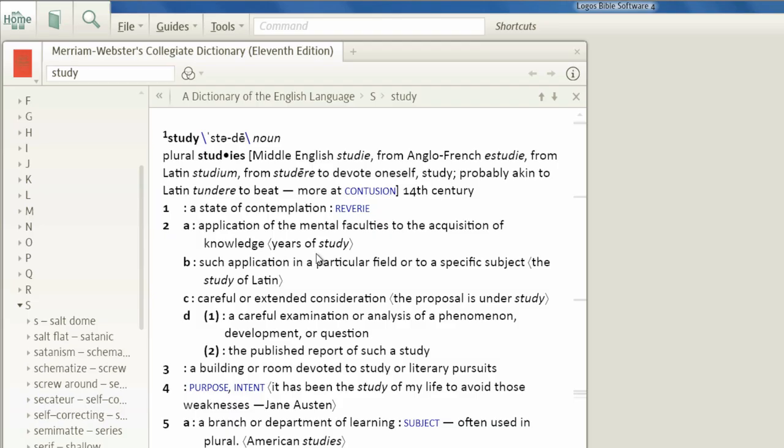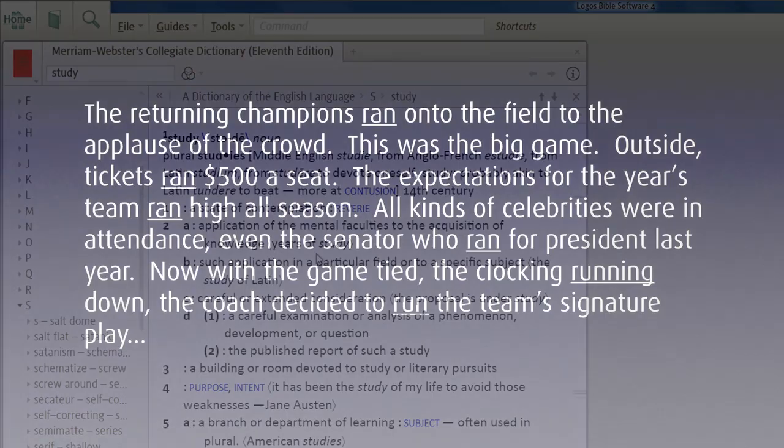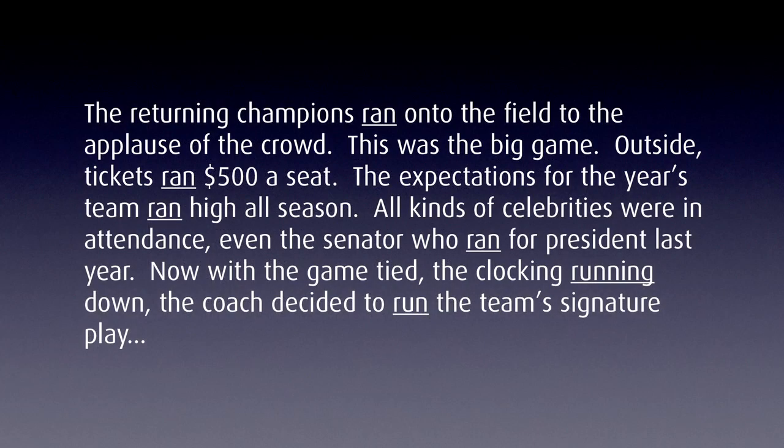Just to get an idea of the process, take a look at this next slide and the different uses of the word run in the paragraph. The returning champions ran onto the field to the applause of the crowd. This was the big game. Outside, tickets ran $500 a seat. The expectations for the year's team ran high all season. All kinds of celebrities were in attendance, even the senator who ran for president last year. Now with the game tied, the clock running down, the coach decided to run the team's signature play.